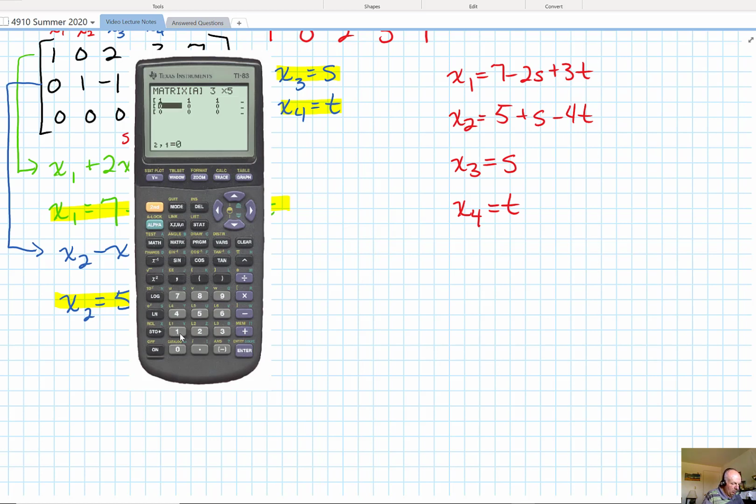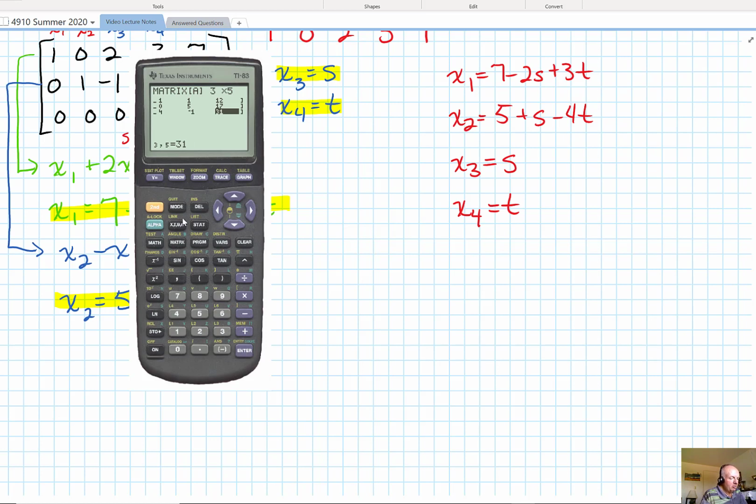Okay. 1, 2, 0, 5, 17, and 3, 2, 4, negative 1, so make sure you use the negative, negative 1, and 31. Enter. And now my matrix should be there.